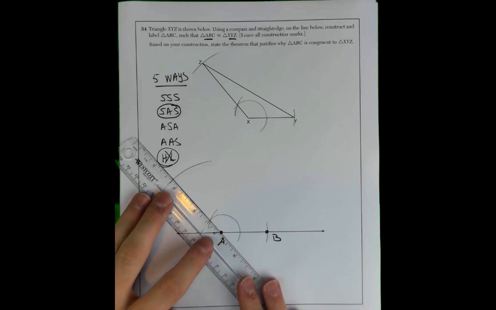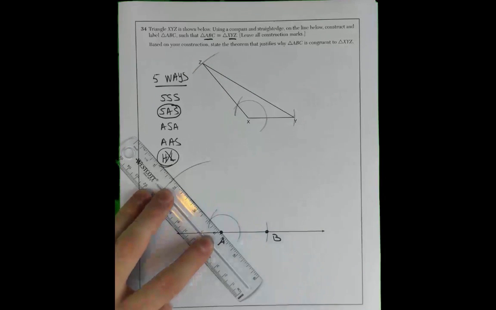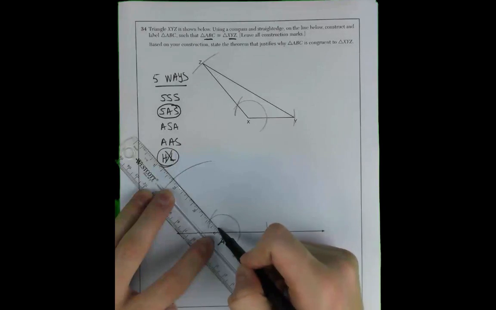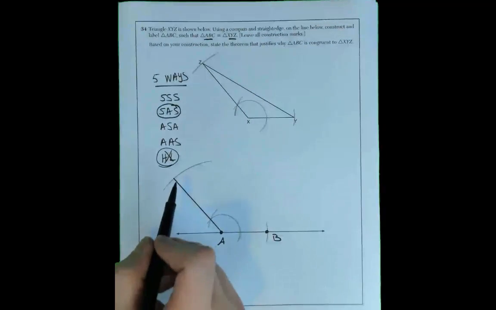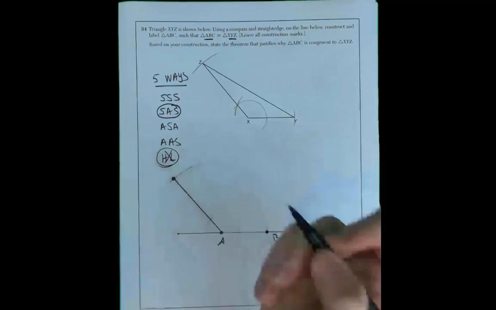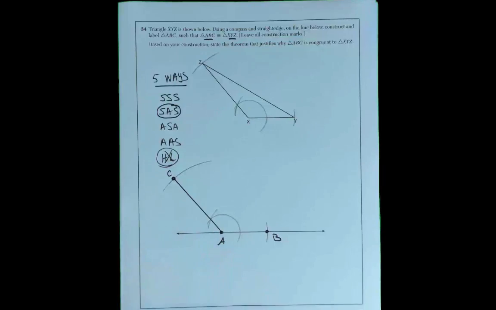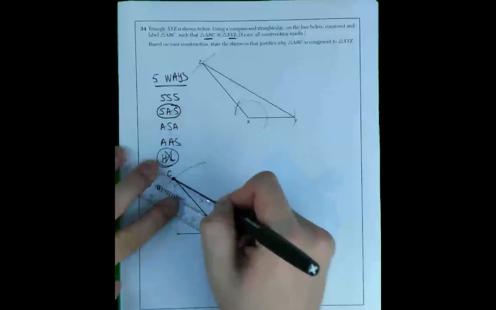Point A, and I pass through the intersection point of the angle that I constructed. Go all the way out until you touch that arc. So what I just did is I created a point up here. I'm going to call that point C. We're almost done. I'm then going to take point C and connect it to point B. And those two triangles are now congruent.